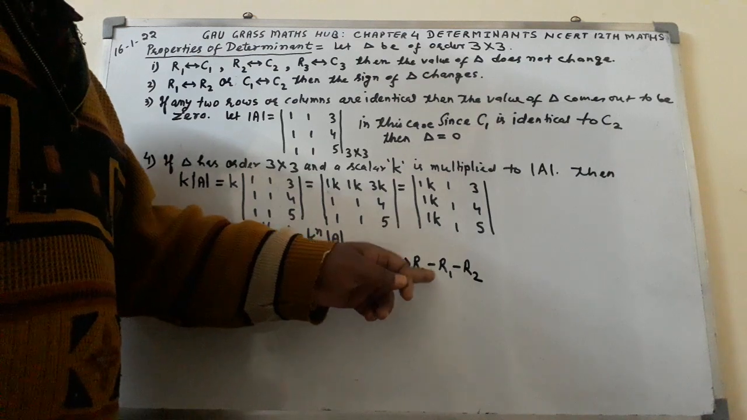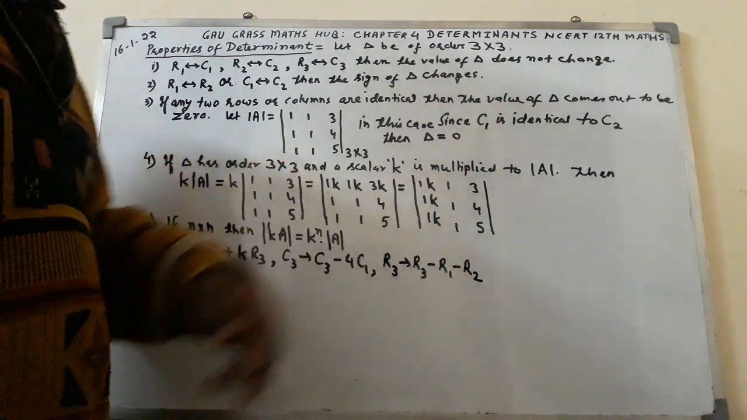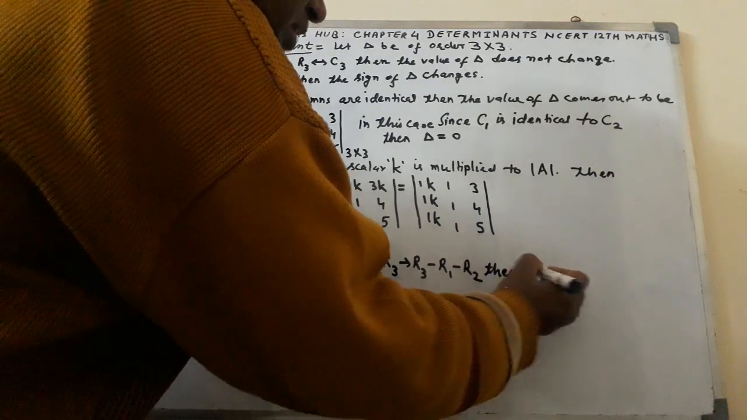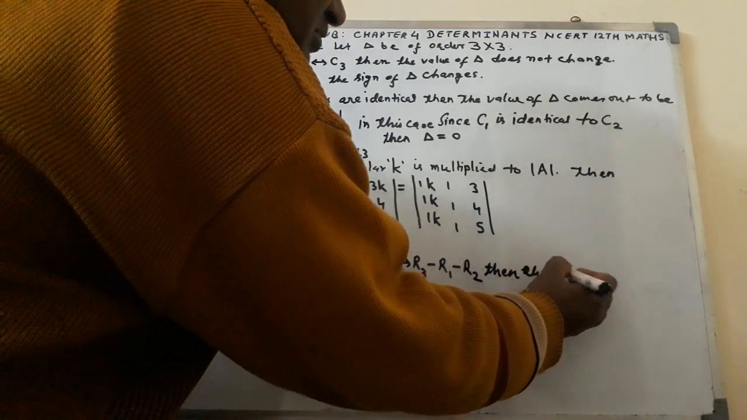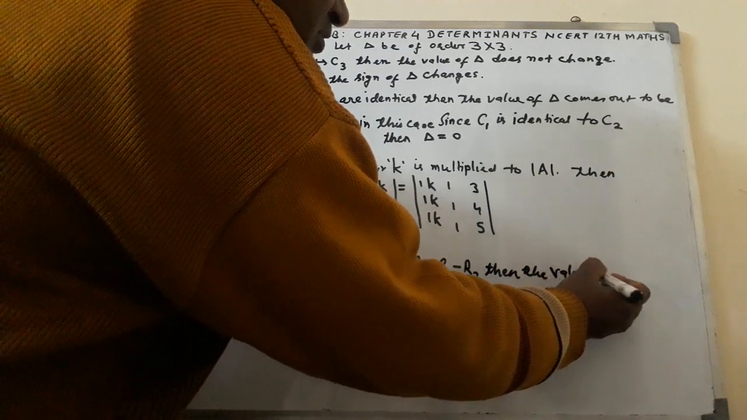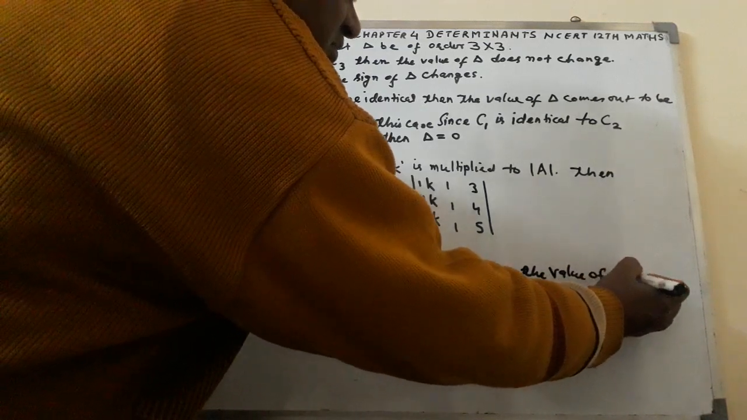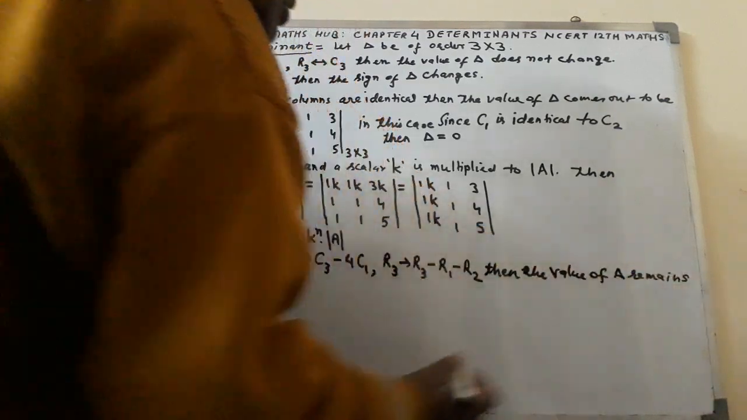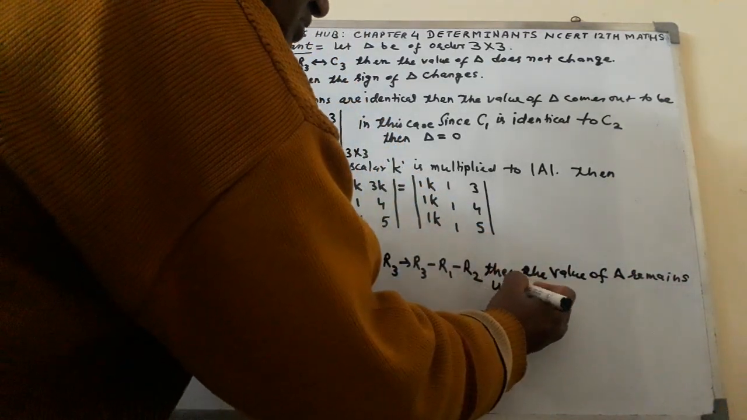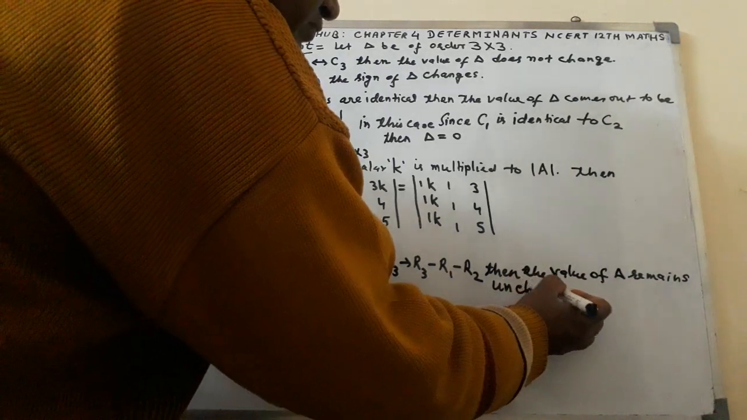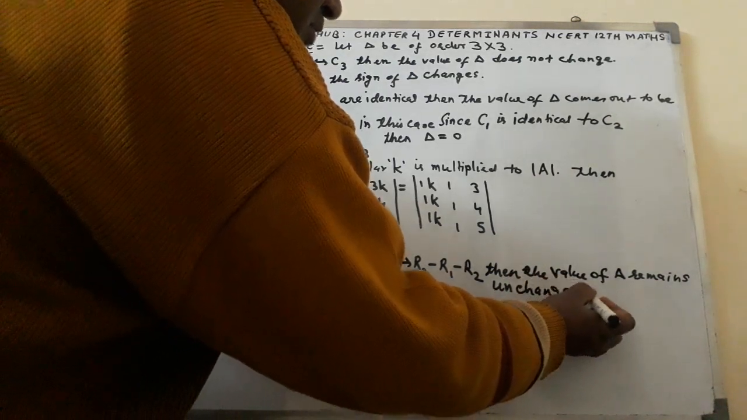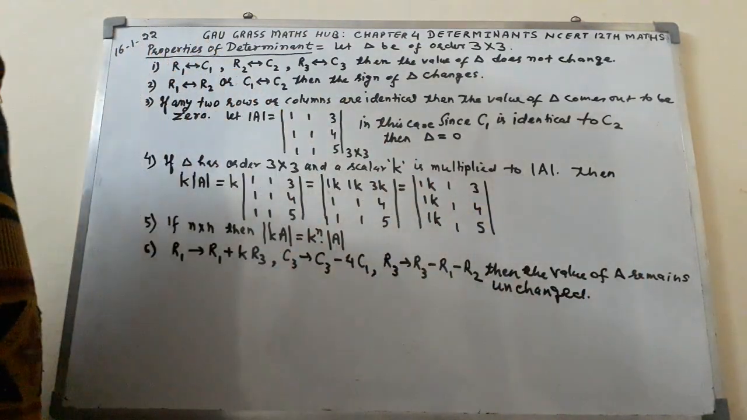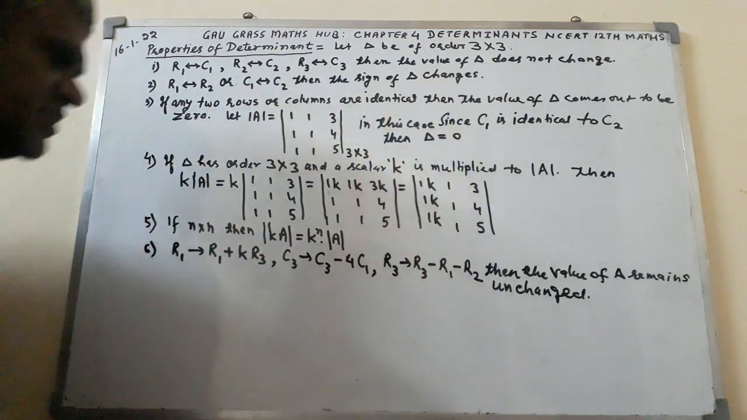R3 goes to R3 minus R1 minus R2. In this case, the value of determinant remains unchanged. Then the value of determinant remains unchanged. This is the sixth property I have discussed here.